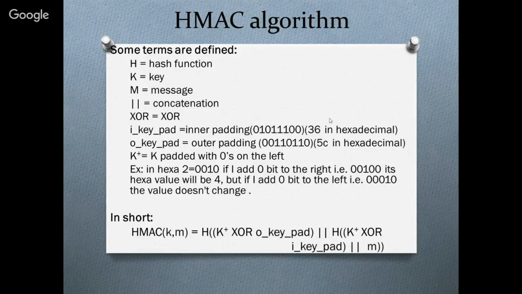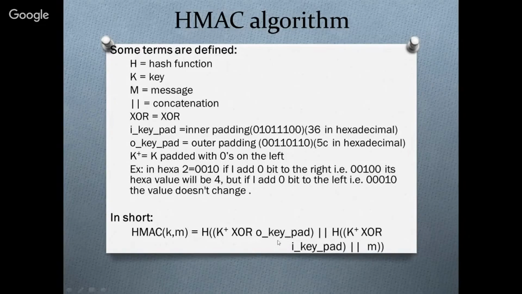So the HMAC algorithm works mathematically as shown in the representation here. HMAC takes two inputs, the key value and your message, and produces the hash code. This hash code is produced by first taking the XOR operation of O key pad, which is a constant value 5C in hexadecimal, with the K plus value. This is the first section. The second section is the XOR operation of I key pad, a constant value, with the K plus value.